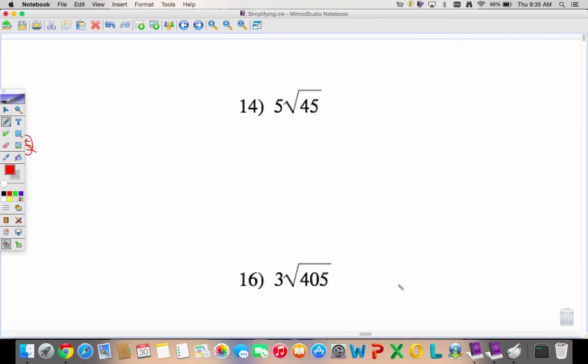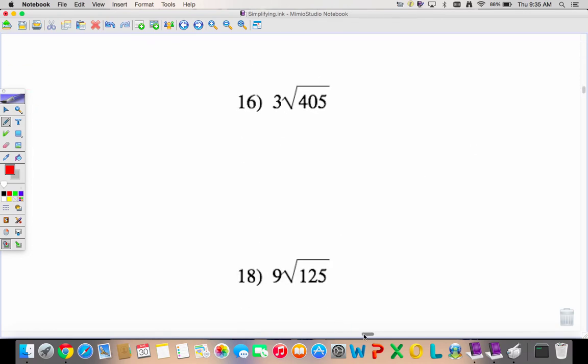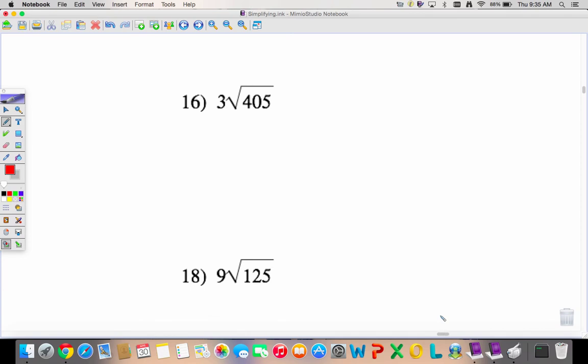Okay, I'm only going to do 2 more on this page. And that's going to be number 16. Let's see if I can get this. All right, here we go, number 16. 3 square roots of 405. Okay, so again, we're going to just focus on the square root part. So we have 405. I need 2 numbers that will multiply to get me 405. Okay, well, I know it ends with a 5, so 5 will go into it. 5 times 81 will get me 405.